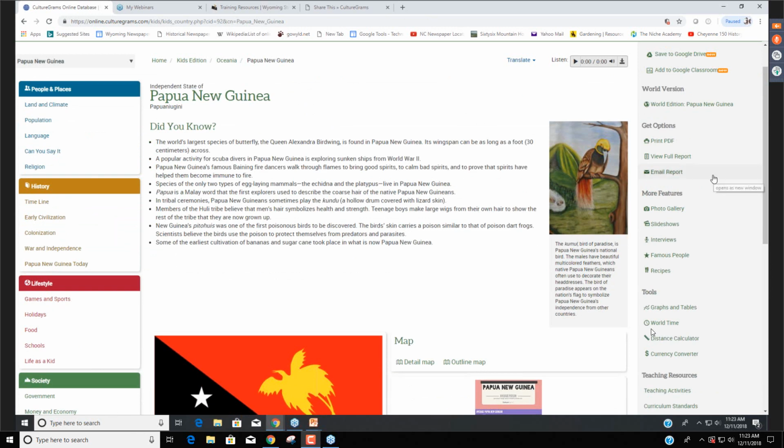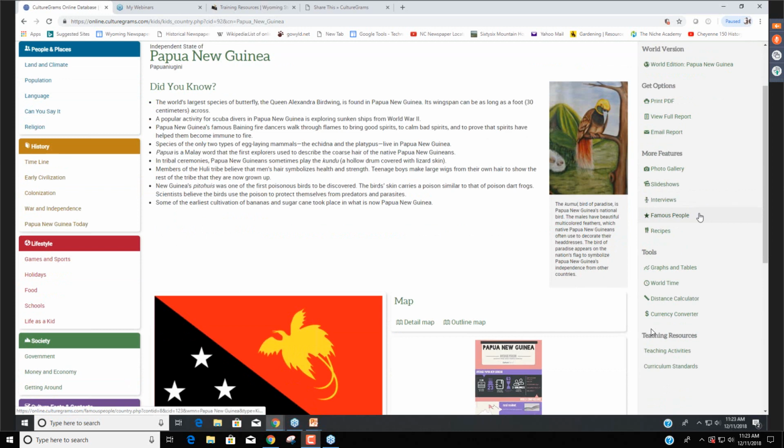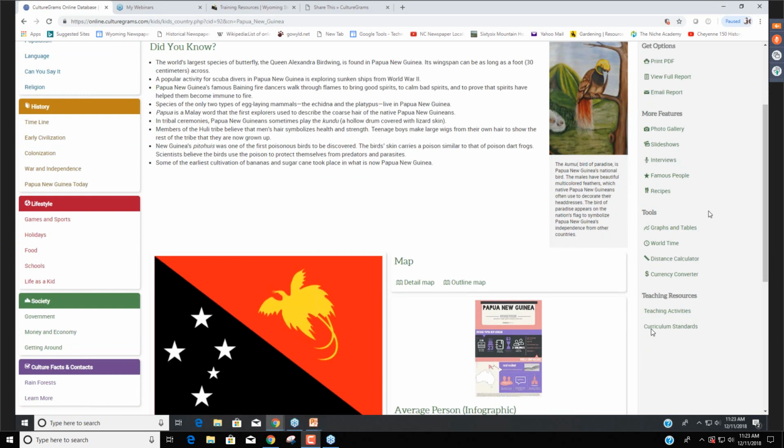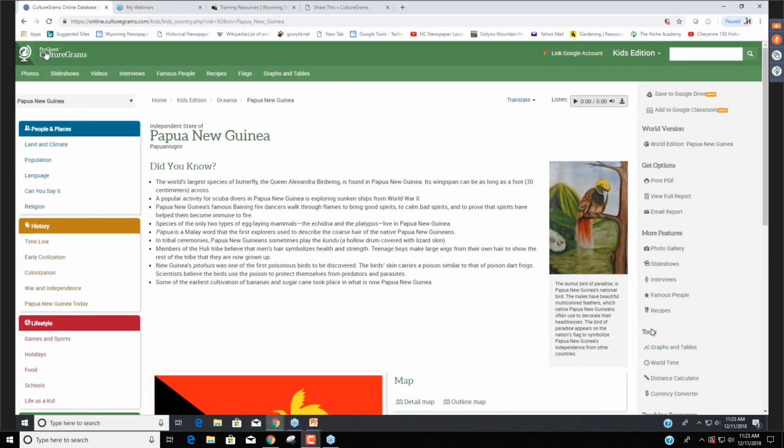Let's go back over here to the right side. Again, we see the photo gallery, slideshows, interviews, famous people, as well as the recipes. Below that, for each one of these, you also have tools, graphs and tables, world time, distance calculator, and the currency calculator. It also links straight to some teaching activities and some curriculum standards. I'm going to go back out to the main page using the logo here at the very top left.